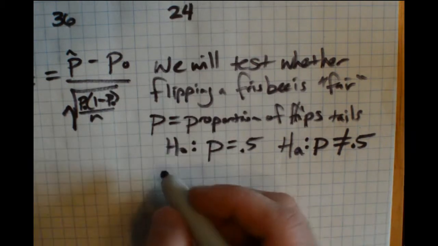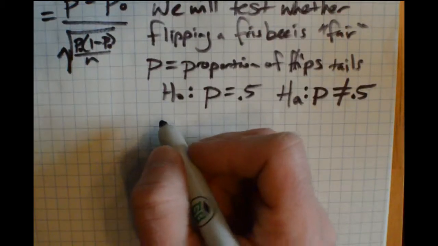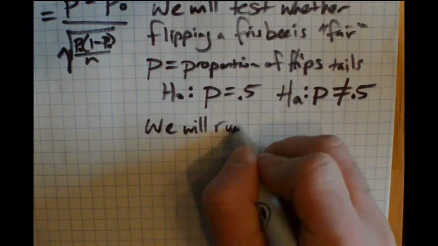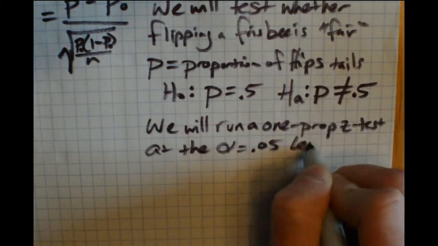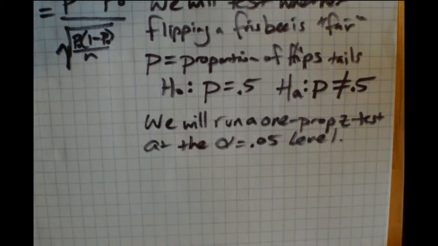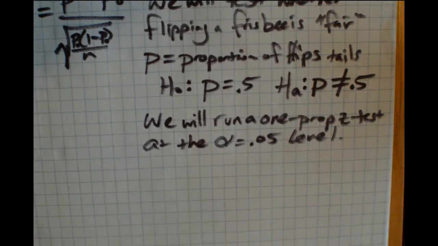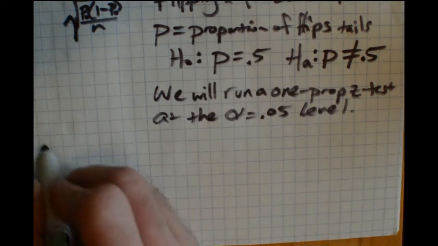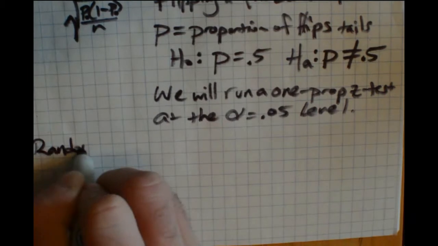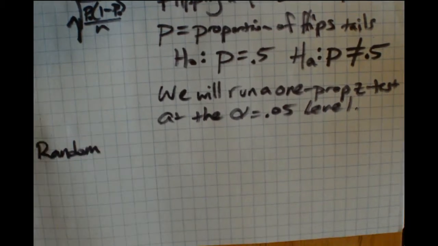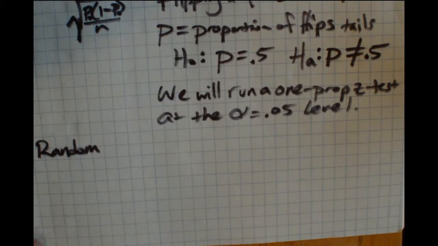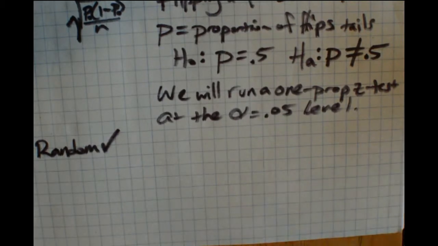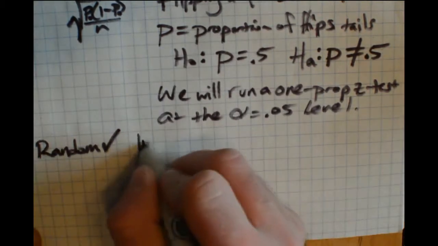First off, we're going to say that we are running a one-prop Z test. And you should throw your alpha level in there too. Since we weren't given an alpha level, we're just going to choose that 0.05 will be our alpha level. Now that we've stated what we are going to do, we need to show that our conditions are all met. So we need randomness. We weren't taking exactly a random sample. This is really more of a randomized experiment. And I think we can assume that each flip was a random outcome of some sort of natural phenomenon. So I think we have randomness set.